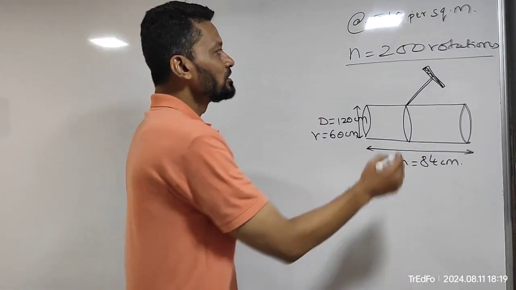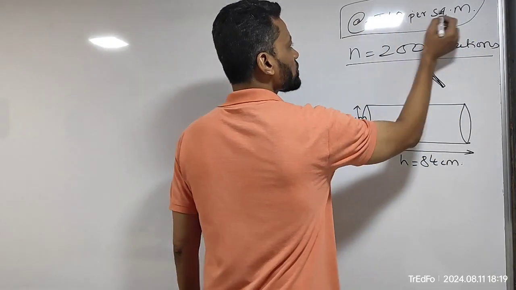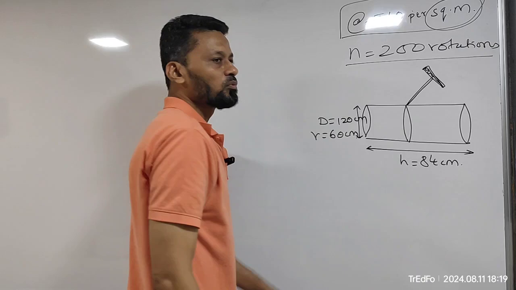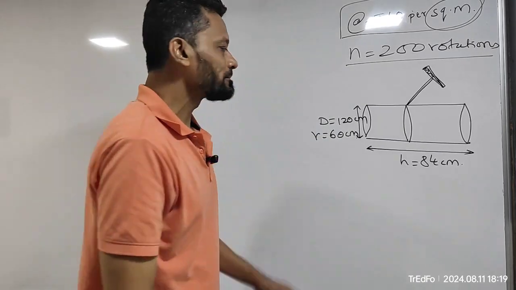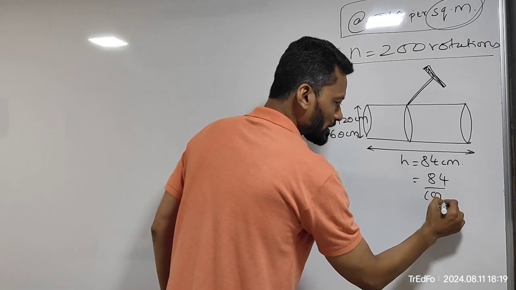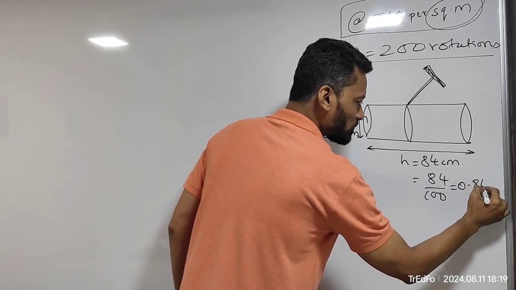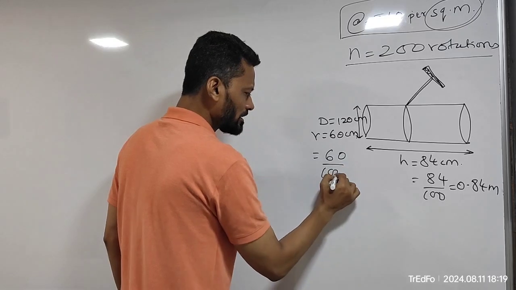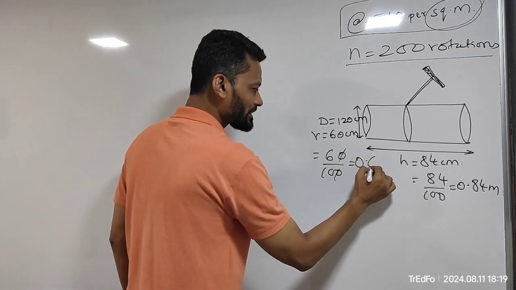Be careful. This price they have mentioned is in square meter. So here these values you need to convert into meter. How will you convert that? It's 84 upon 100, so it becomes 0.84 meter. 60 divided by 100 will give you 0.6 meter.